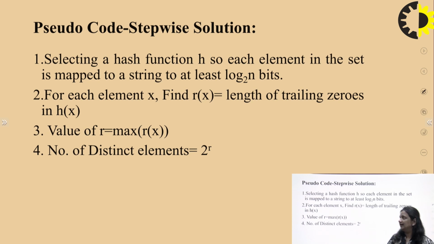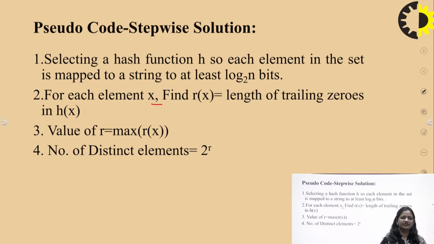For each element x in the data stream, we apply the hash function. After that, find r of x, the length of trailing 0s. We convert the hash value into a binary string, and then find the length of the trailing 0s according to that hash function. Then the value of r is equal to the max of r of x. We calculate the maximum number of trailing 0s, which we denote by r.